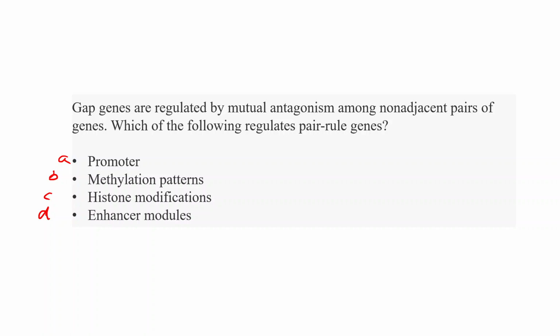So basically, gap genes indeed regulate each other by mutual repression, that is written, that is not the point here. Pair rule genes, basically they are controlled by enhancer modules. Each pair rule gene has multiple enhancer modules, each responsive to a unique combination of maternal effect plus gap gene products. And this modular control generates the characteristic 7 stripes of the pair rule genes.